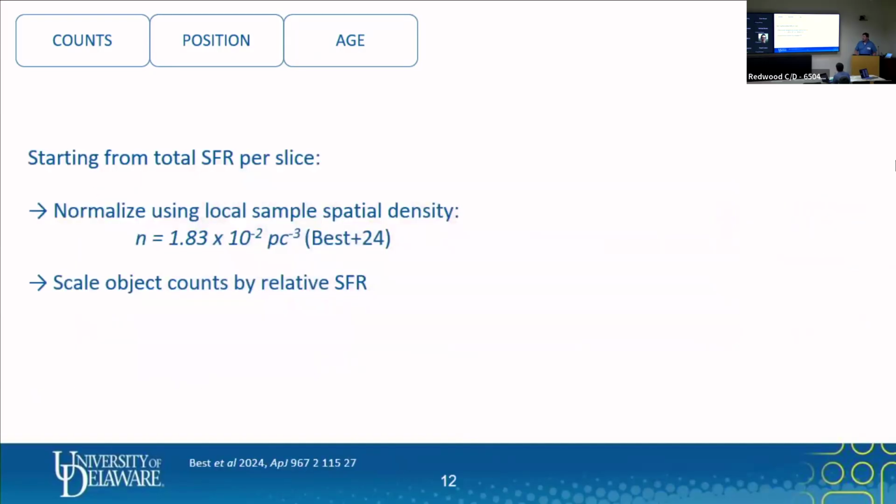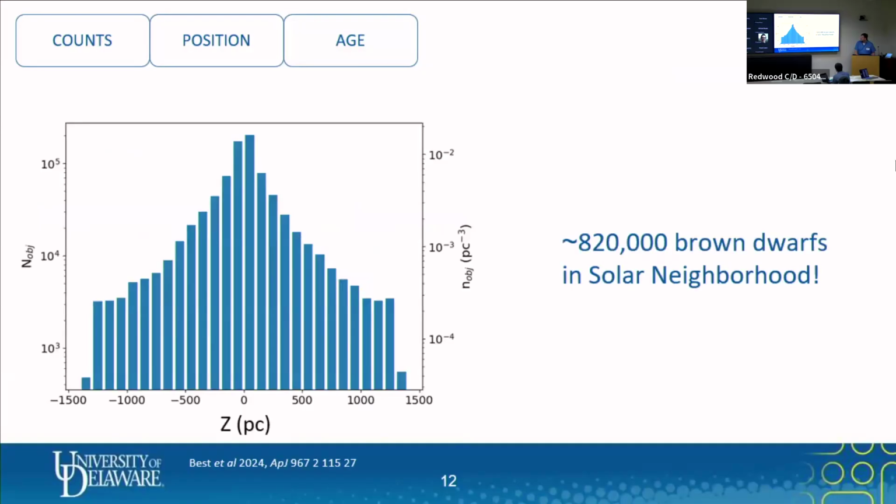So if we start from there, we can take our local slice with the sun inside of it, normalize it using the Best et al. 2024 brown dwarf spatial density, and then scale the remaining slices based off of relative star formation. If you do that, you get a distribution of objects that looks like this. There's around 820,000 brown dwarfs just in that cylinder, the solar neighborhood alone. If you look at this, it looks roughly exponential, but an advantage to our simulation is that it's not exactly. There are slight anisotropies above and below the disk that come from the Gaia color magnitude diagrams we wouldn't otherwise have.